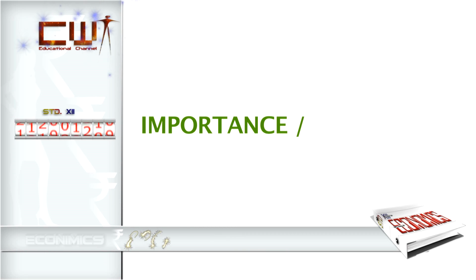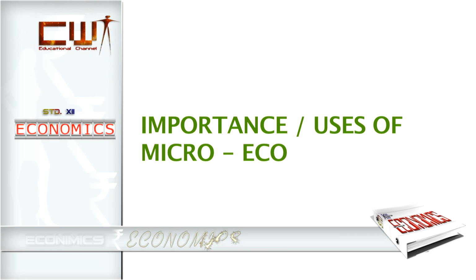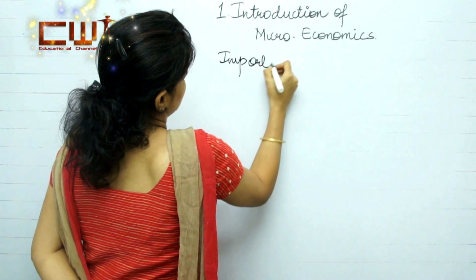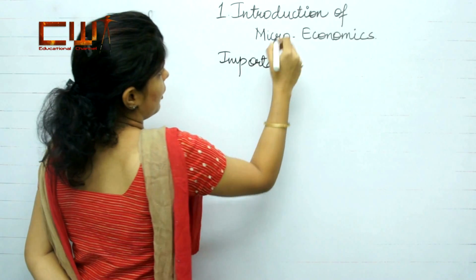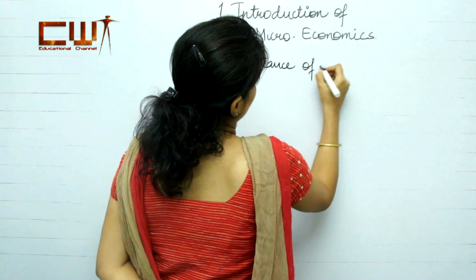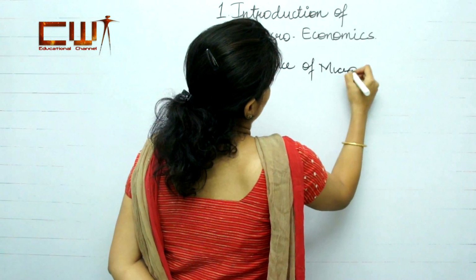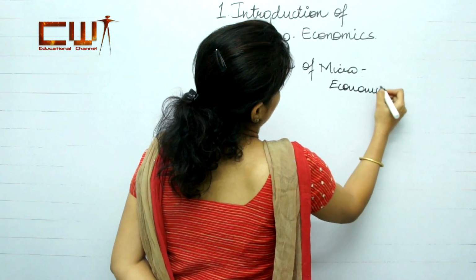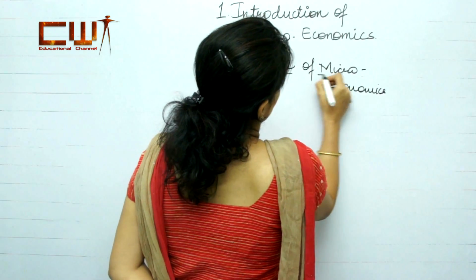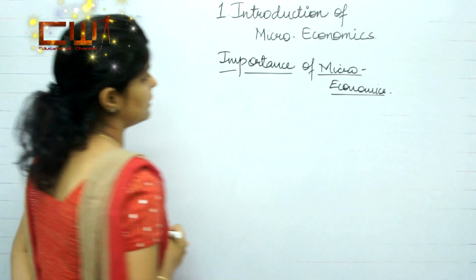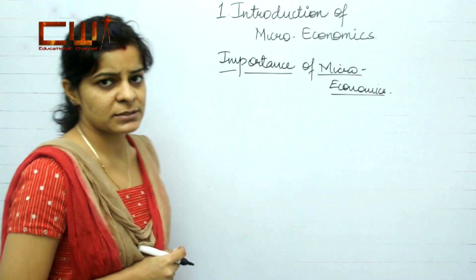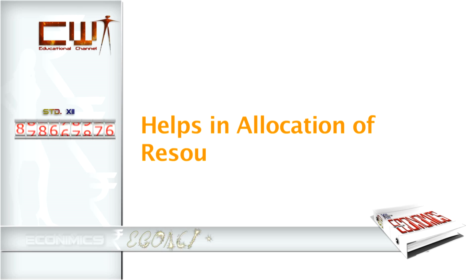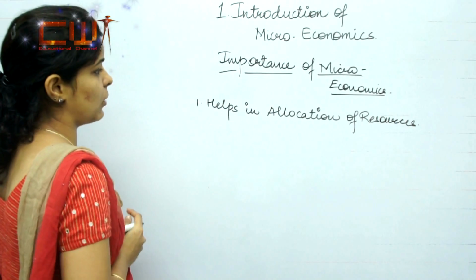The next topic that we will deal with today is the importance of microeconomics. You have studied the assumptions, you have studied the features. Now how and where are the uses of microeconomics, what is the importance of microeconomics, who studies it and why, that is what we will cover. The first importance of microeconomics is that it helps in the allocation of resources. See how it helps in the allocation of resources.